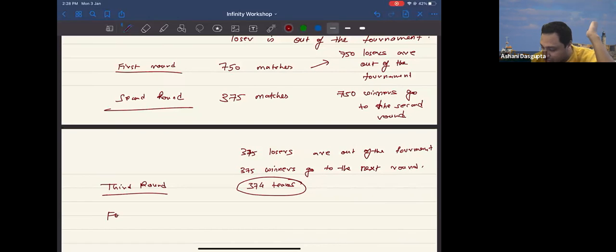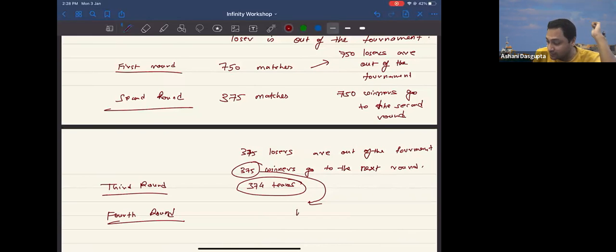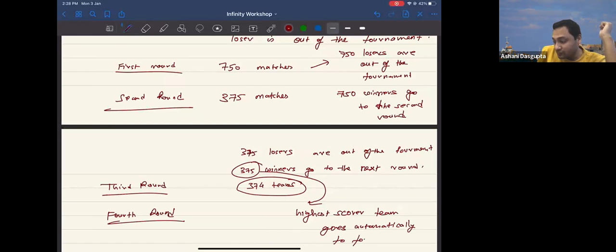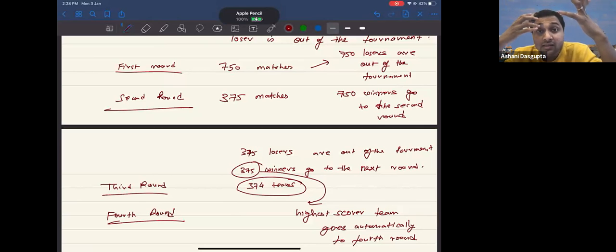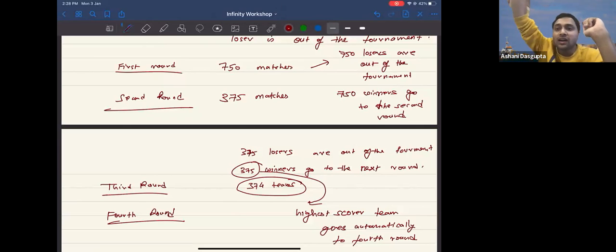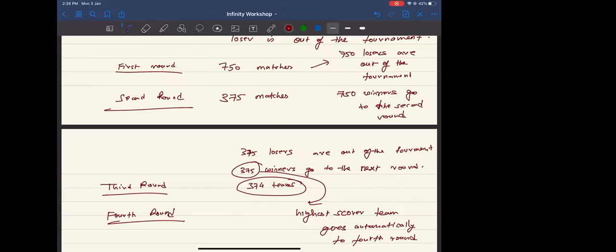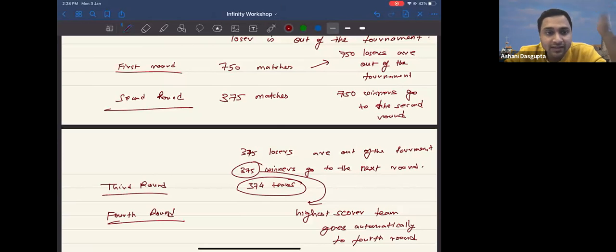and you promote the highest scorer from the second round to the fourth round. So the highest scorer team goes automatically to the fourth round. And there is only one of them, okay? So like this, it keeps on going. Whenever there are an odd number of teams, you automatically promote the highest scorer to the next round and you let the others play with each other and so on.